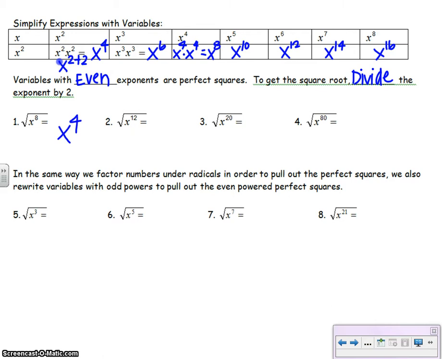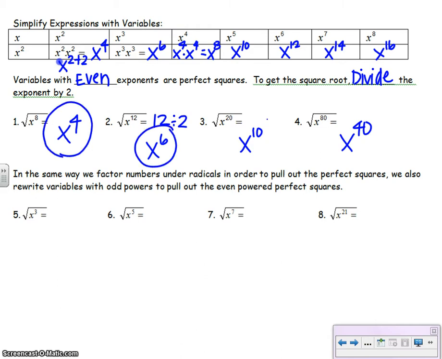So we'll just write x to the 4th. Then when we want to take the square root of x to the 12th, we're going to divide by 2, and we're going to get x to the 6th. So x to the 20th, 20 divided by 2 is x to the 10th. And x to the 80th, half of 80 is 40. So we've gone ahead and done all of those problems.